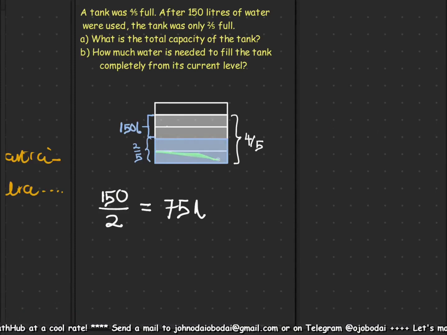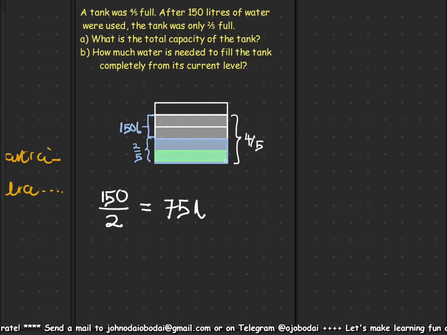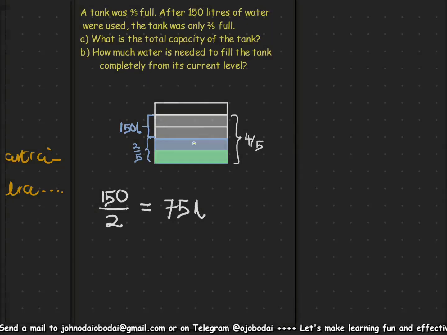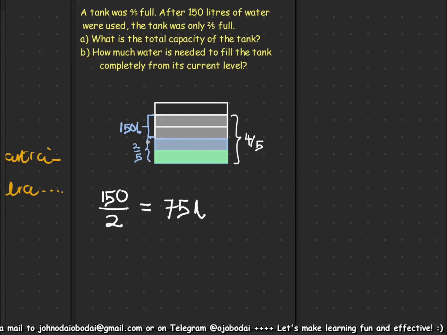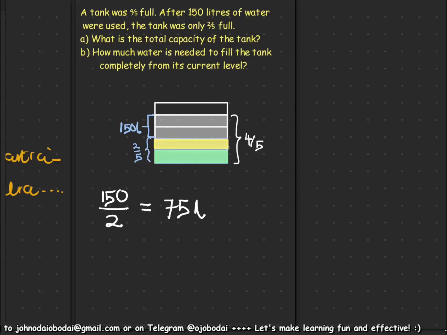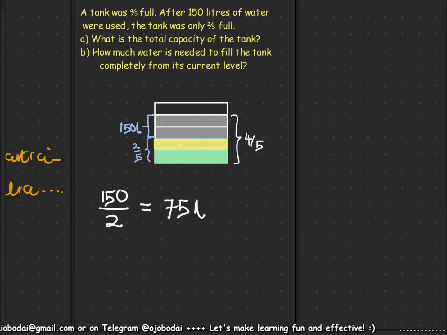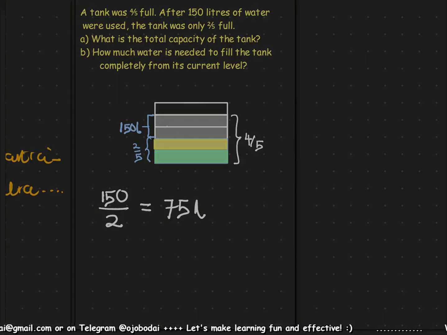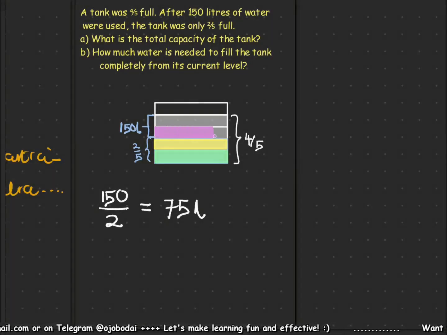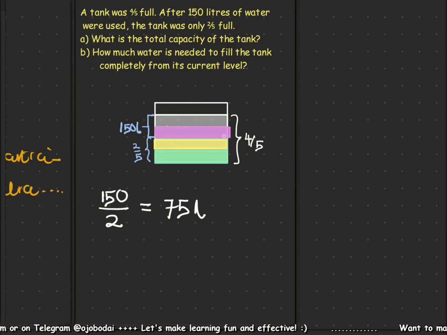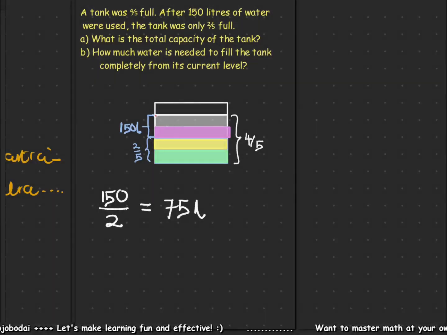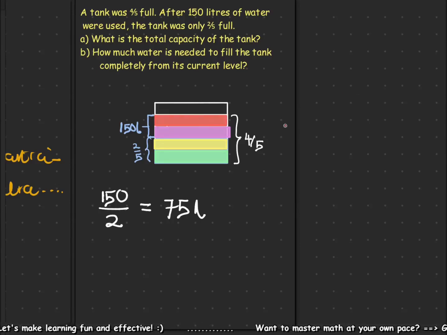So for this portion here is going to be what? 75 liters. Followed by our next portion, which is this one here. That is also going to be another 75 liters. Then on and on. This portion as well is going to be 75 liters. This one here is also 75 liters. Then our next one is also going to be 75 liters as well. So this here will be our 75 liters. And then the last one is also 75 liters.